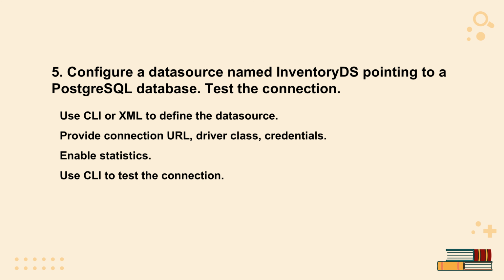Our fifth scenario takes us into databases. We need to configure a data source named inventoryDS. Okay. Connecting to a PostgreSQL database. This involves the JDBC URL, the driver class for Postgres, username, password. Standard connection stuff. And we can do it via CLI or XML, plus enable statistics and test the connection.